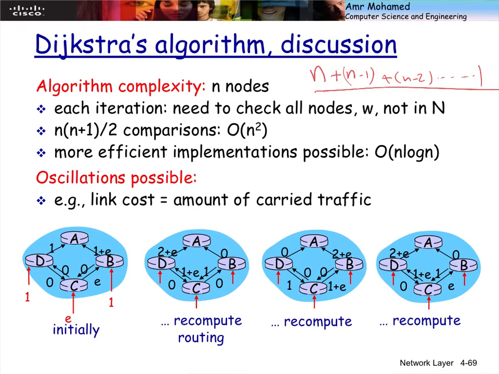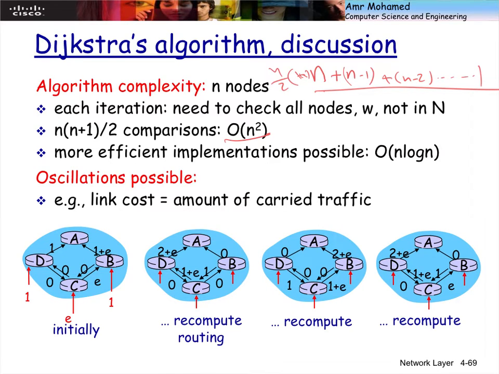So this is a sequential series, right? So it's basically n over 2 times 1 plus n, right? So that's the total summation. Of course, in terms of O, all we need to know is that it's quadratic. I mean it's O of n squared.